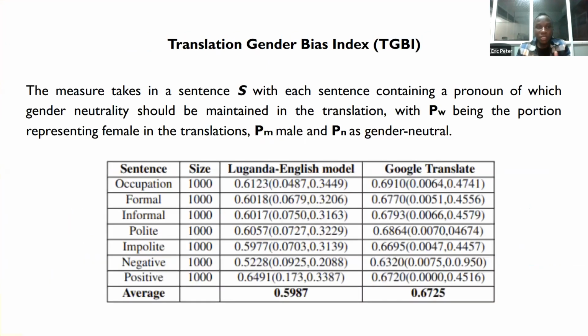Then for the translation gender bias index, the measure takes in a sentence S, each sentence containing a pronoun of which the neutrality should be maintained in the translation. So it takes in a sentence, looks at whether it has gender pronouns, and then aggregates them at the end to provide us with a score. Then we separated the gendered set into several classes: the occupational, the formal, polite, and impolite. This was done on the translated set.